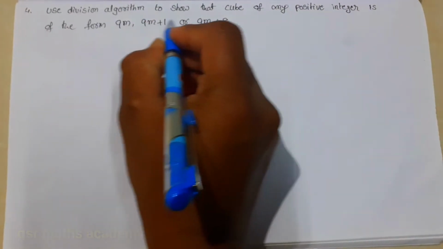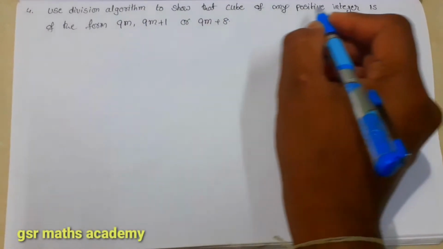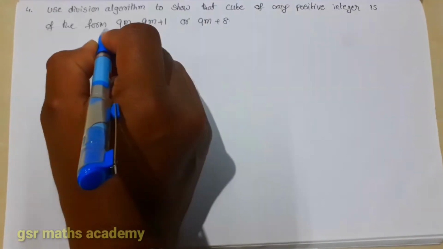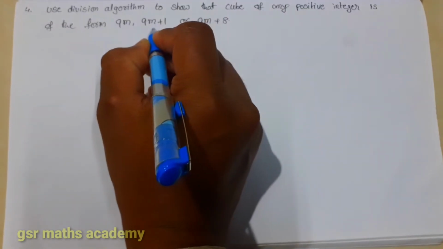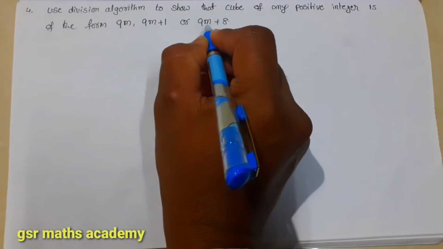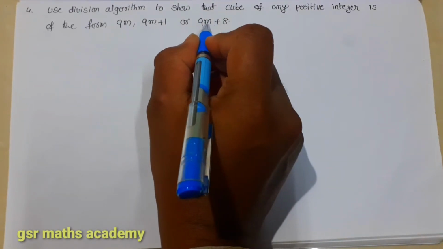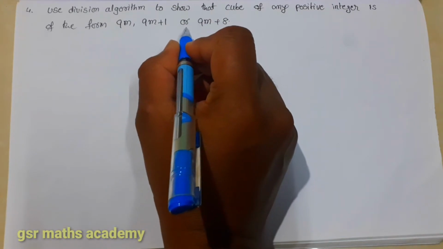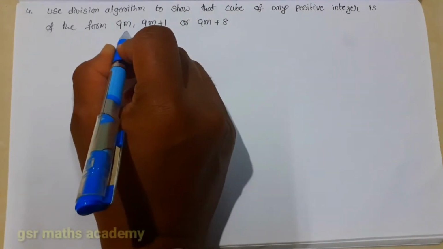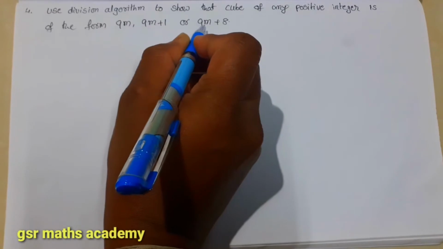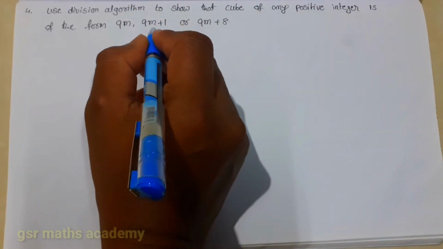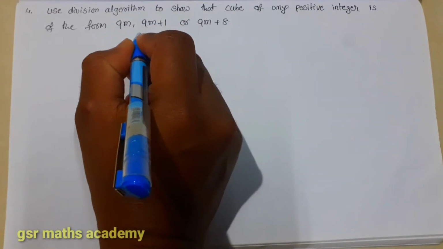Use the division algorithm to show that the cube of any positive integer is of the form 9m, 9m plus 1, or 9m plus 8. We need to use Euclid's division algorithm to show this. Firstly, one must be aware of Euclid's division algorithm. What is Euclid's division algorithm?